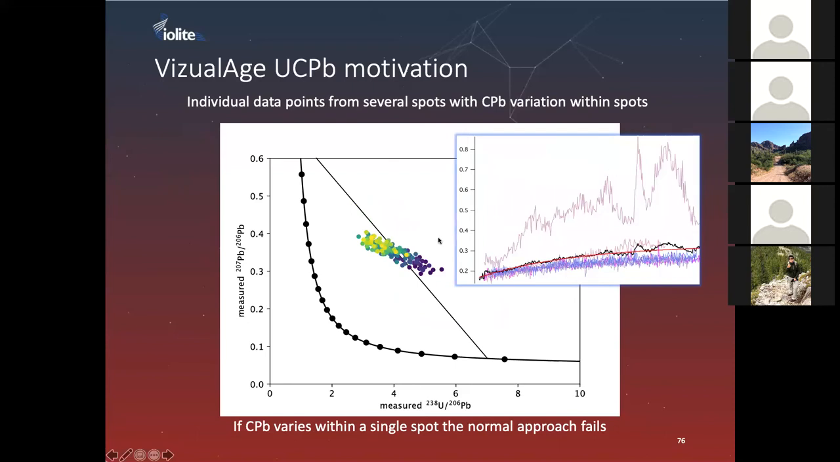Similarly, if you have common lead variation within spots, you end up with downhole data that looks like this, and obviously when you average those together, the average that you're trying to model just will not work to represent what's happening with the downhole fractionation trend.